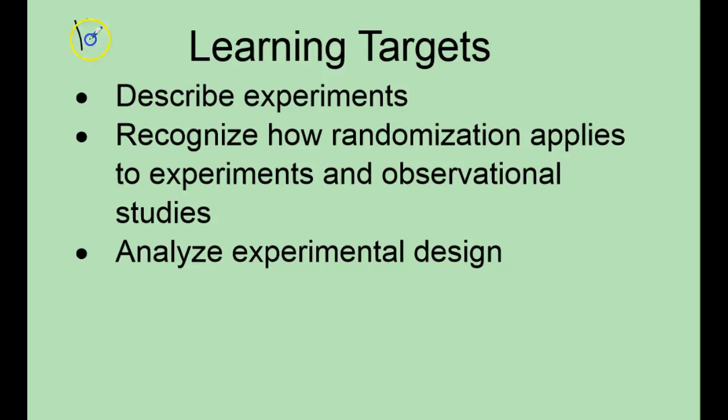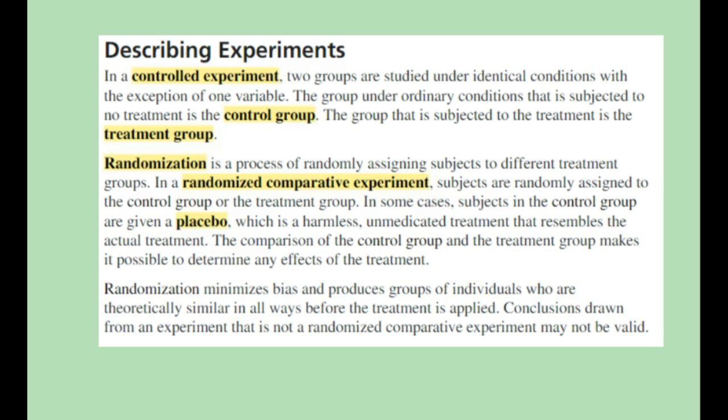All right, here we're looking at section 11.4. And so my learning targets for today are, first, we're going to be describing experiments. Then we have to recognize how randomization applies to experiments and observational studies and what the difference is there. And then we're going to analyze some experimental design. So the first thing is we're looking at some experiments.